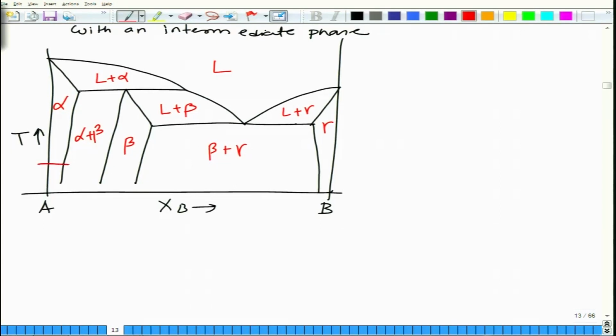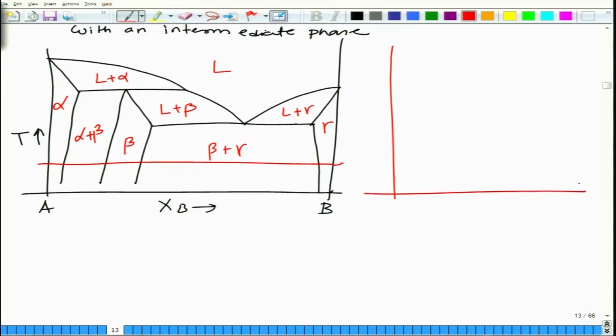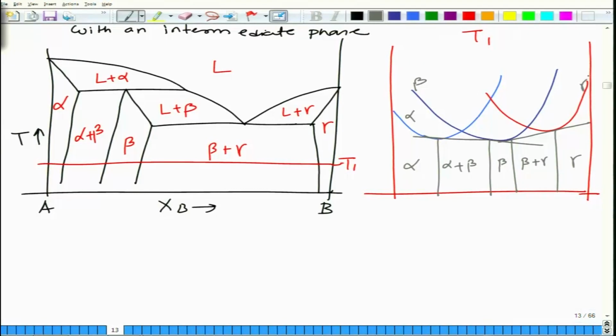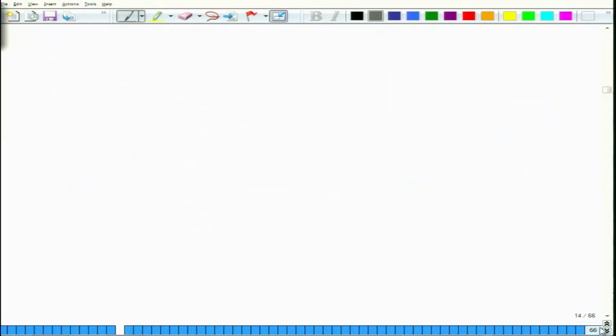If you wanted to draw a free energy composition plot at this, let us say this is T1. What you would have is, this beta will have a fairly wide curve. So, this would be beta, this would be alpha, this would be gamma. You can draw the common tangents now. This is the common tangent for this, the common tangent for this. So, you will have alpha, alpha plus beta, beta, beta plus gamma, gamma. This is alpha, this is beta, and this is gamma. So, this is what G versus X would look like. These are certain phase diagrams with various configurations.